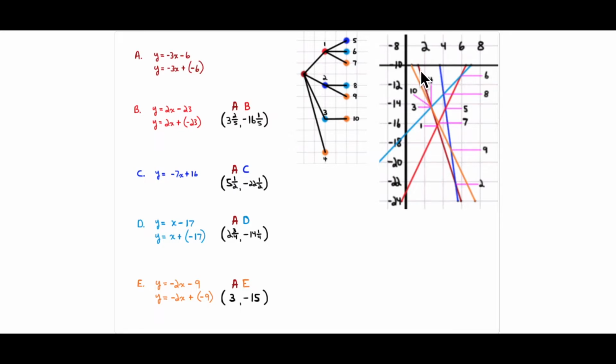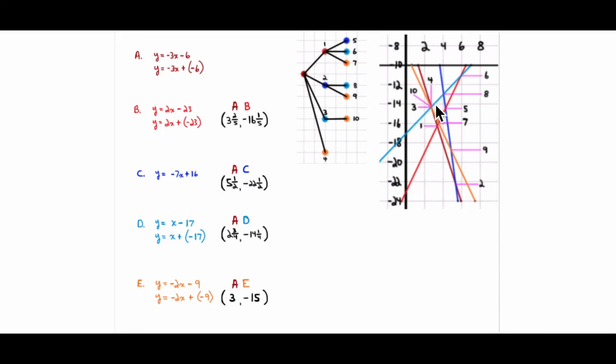So you look at this, this is A, so it goes by color. So A and B, that's intersection number 1. This is going to be intersection number 2, right here. A and C will be intersection number 3, A and D, which is right here.